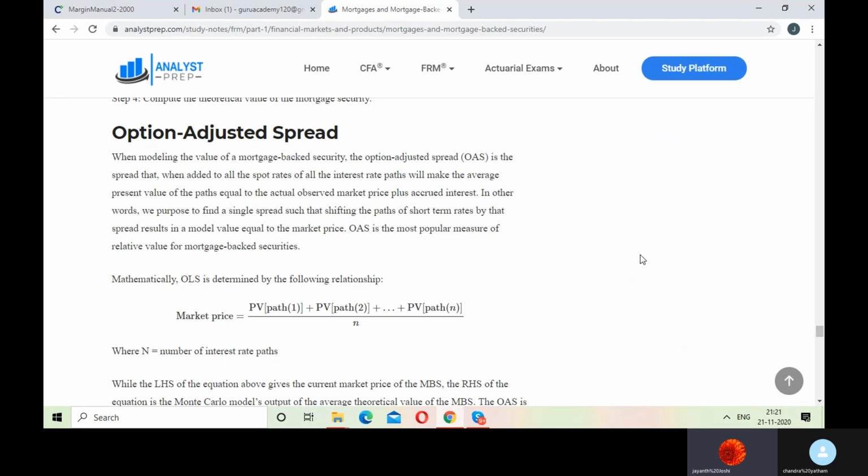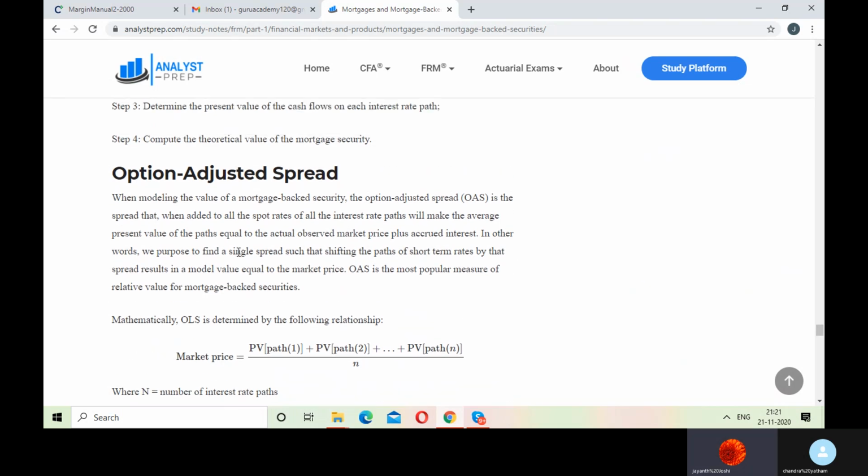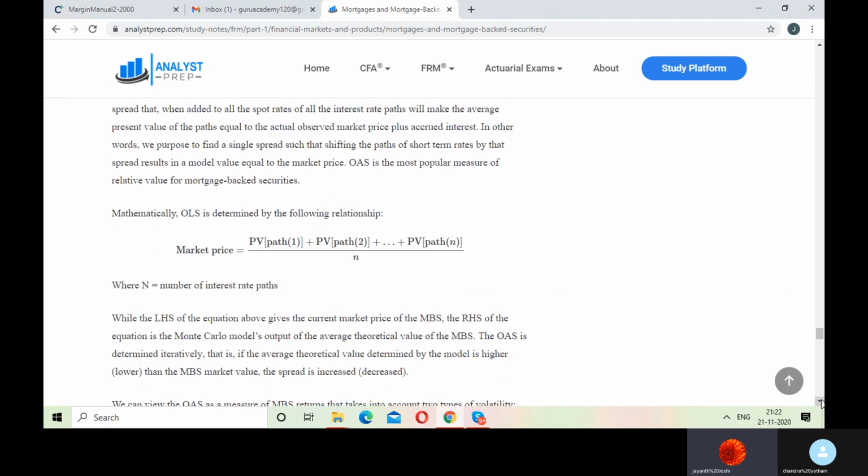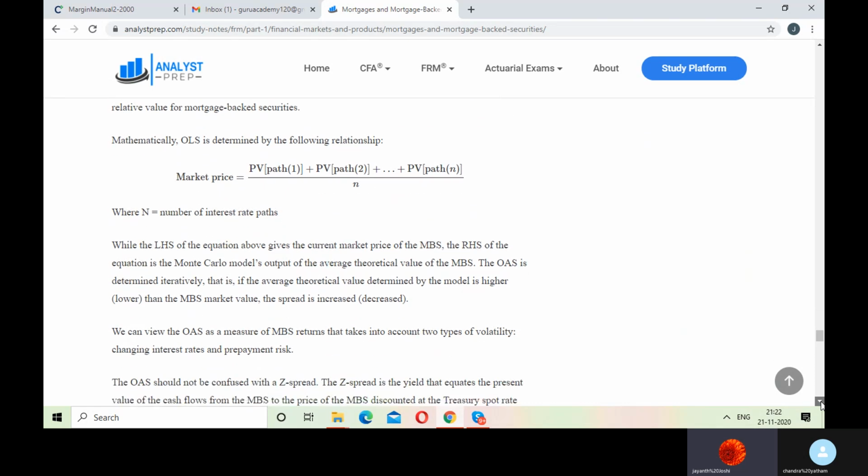That means whatever present value you find for all the interest rate paths you have created will be equivalent to the market price plus the accrued interest. Market price plus accrued interest is nothing but the market price of that bond plus the outstanding interest which you are supposed to get, and that will be equal to the present value of the interest rate paths. Okay, that is OAS.